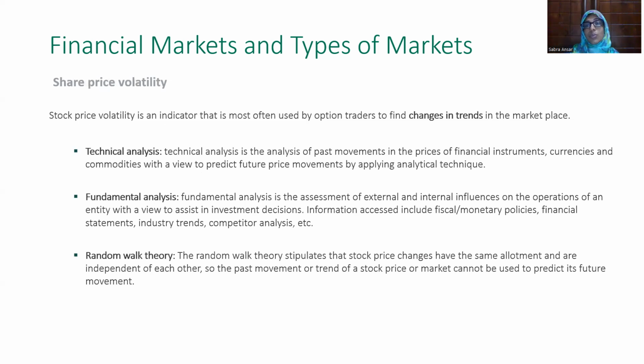So now we are going to talk about share price volatility. What is stock price volatility? This is basically an indicator most often used by option traders to find the change in trends in a market. So stock price volatility is useful in order to understand the trend of the market. For that, there are a few things that will be done. One is technical analysis. So what is technical analysis?